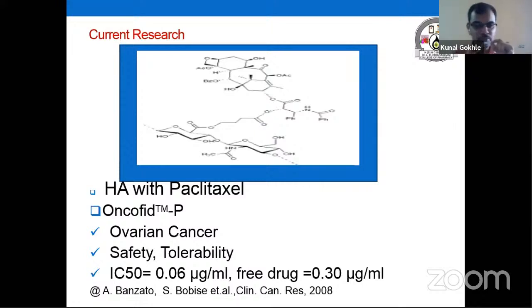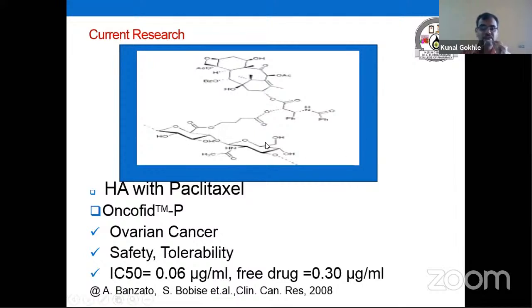Now here is an example of paclitaxel. Paclitaxel, we know, is a very well-known anti-cancer drug, but it suffers from various tolerability issues, various resistance issues and various side effects. That is, it cannot reach the proper site, therefore it has lots of side effects. To solve the side effects associated with paclitaxel, scientists tried to conjugate it with hyaluronic acid. And for the hyaluronic acid, here you can see the structure.